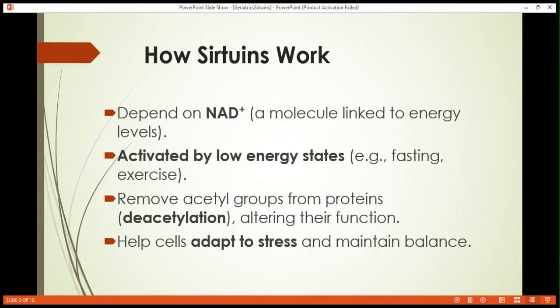So once they are activated, they remove acetyl groups from proteins and alter their function. Now, this helps cells adapt to stress and maintain balance.